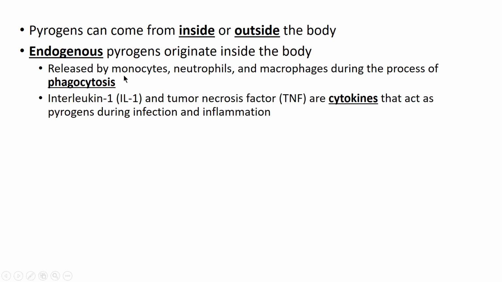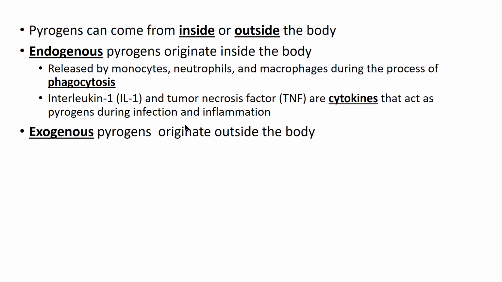Cytokines are complex. They often have multiple roles, but in the context of a pyrogen, interleukin-1 and tumor necrosis factor can act as pyrogens. And where I say they're complex is they do other things as well. But they ultimately, in this context, can reset the hypothalamus to a higher level. So that's the idea of an endogenous pyrogen.